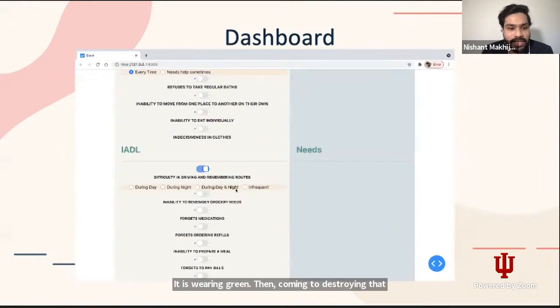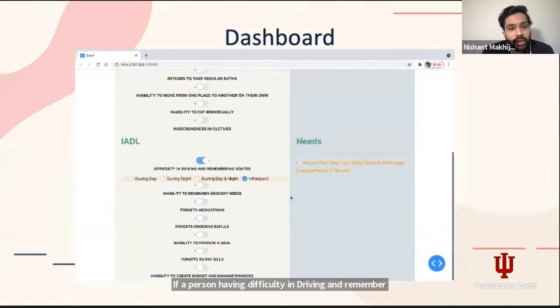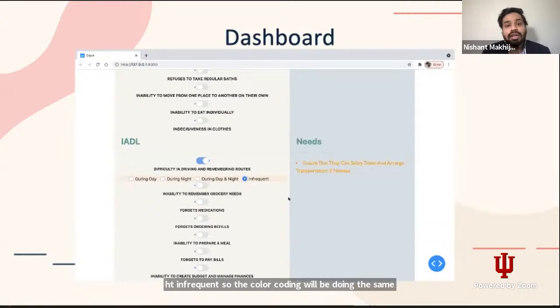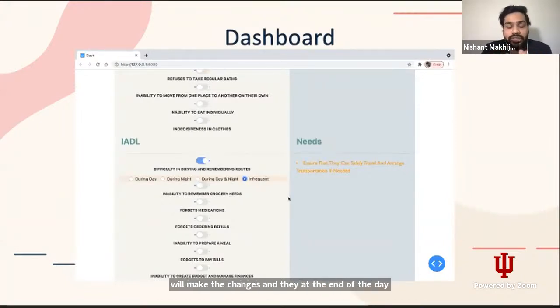Same as for the ideal section: if a person has difficulty driving and remembering routes during the day, or during the night infrequently, the color coding will do the same thing. Once I get the data from the interview section, I will make the changes, and at the end of the dashboard a summary will be created. According to the symptoms, the color coding is there, and this color coding will help me make the summary of the patient, what level of care is needed.